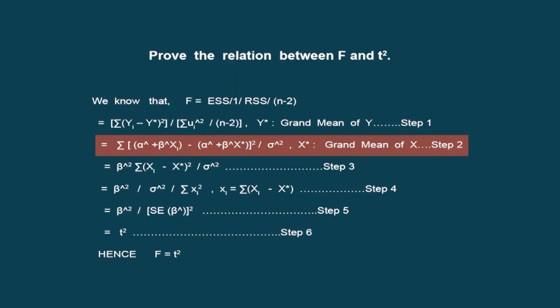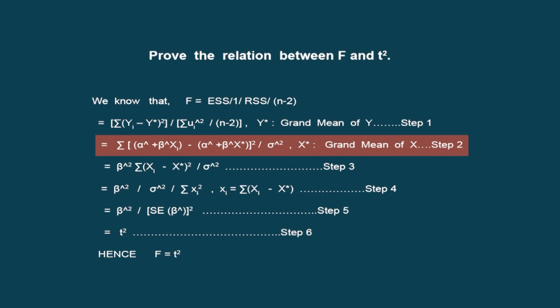On the basis of this, we are basically writing in terms of a two-variable regression model where the estimated parameters are alpha hat and beta hat xi, minus we are taking its difference from their respective means, which means alpha hat plus beta hat x star, and we square it up, and we do it divided by sigma hat square, because this is basically being estimated or observed.